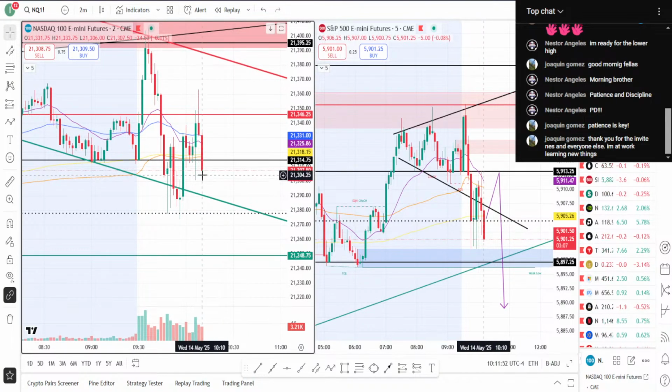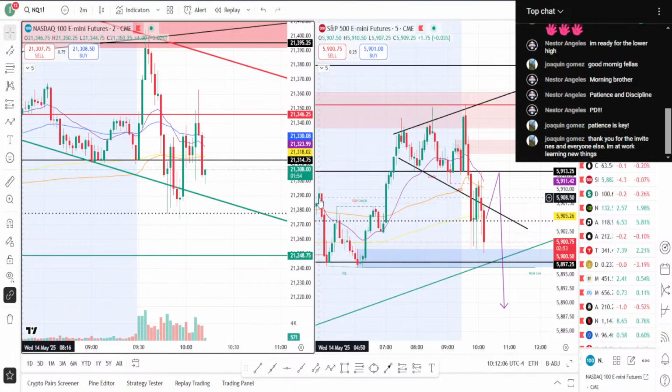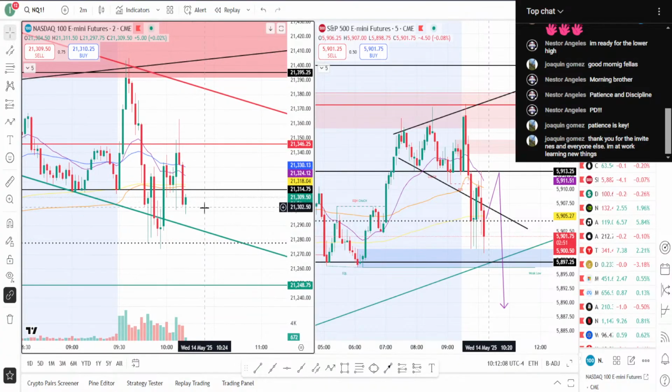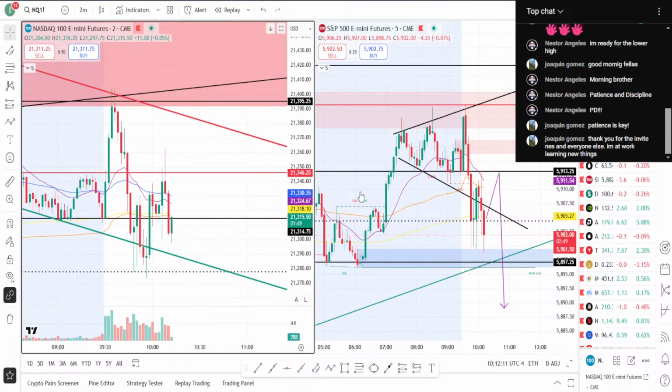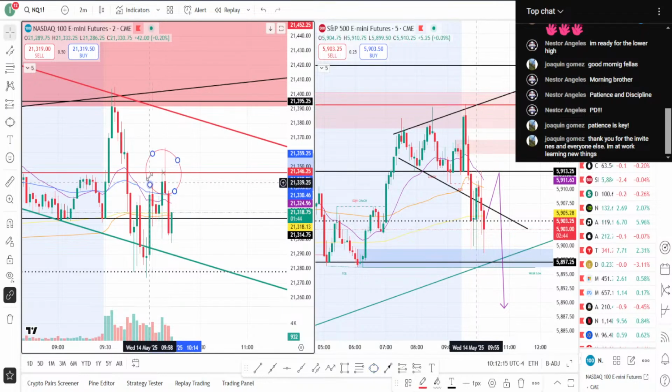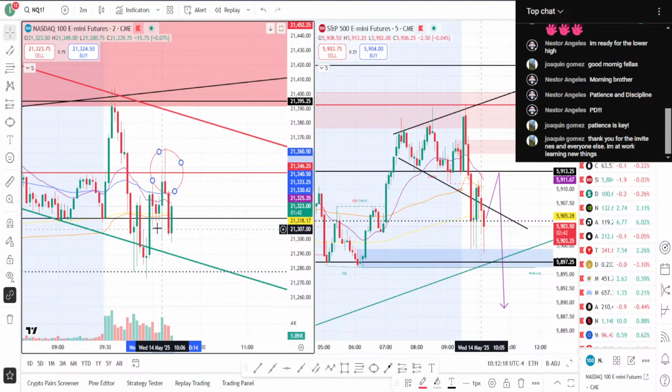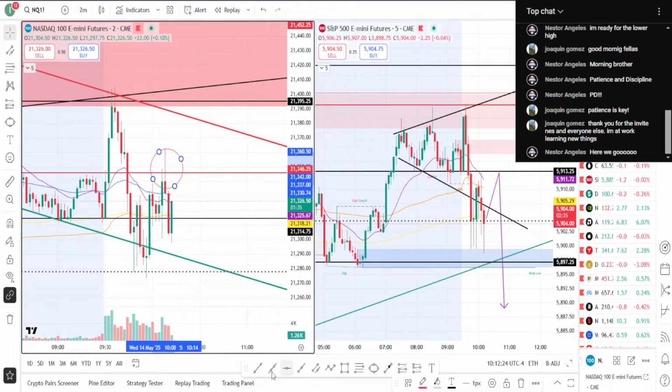There it is. Nice. Beautiful. I like it. Beautiful close right there. All right, this is looking now like this could be our lower high. We had a break outside the 15-minute range. Okay, as long as it stays below this candle, we should be good.